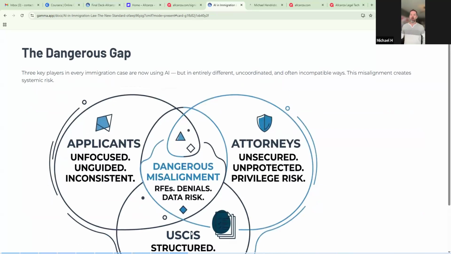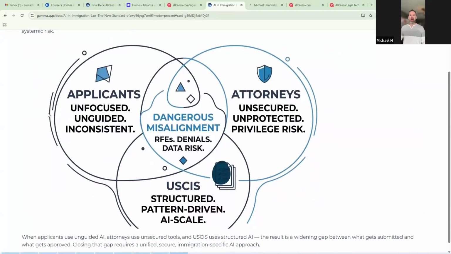Okay. So the dangerous gap: there are three key players here. Applicants: unfocused, unguided, inconsistent many times, and they try to get focused or guided by using open source, errant AIs. Attorneys: many times unsecured, unprotected, and the privilege is at risk. And USCIS: structured, pattern-driven AI at scale.